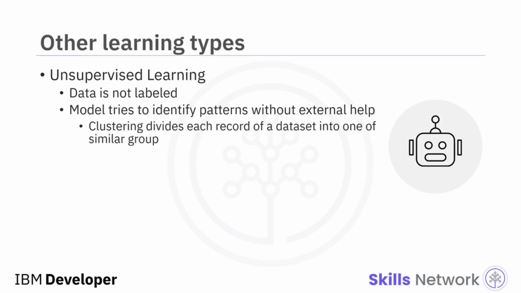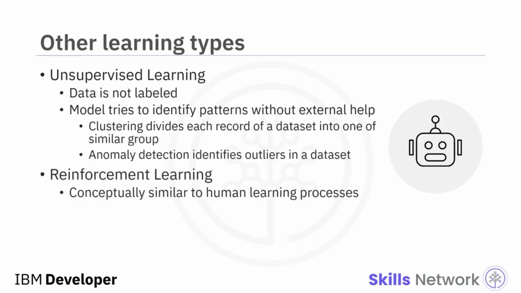An example of a clustering model could be providing purchase recommendations for an e-commerce store based on past shopping behavior and the content of a shopping basket. Another example is anomaly detection that identifies outliers in a dataset, such as fraudulent credit card transactions or suspicious online login attempts.